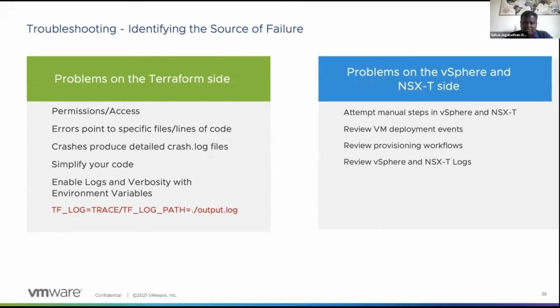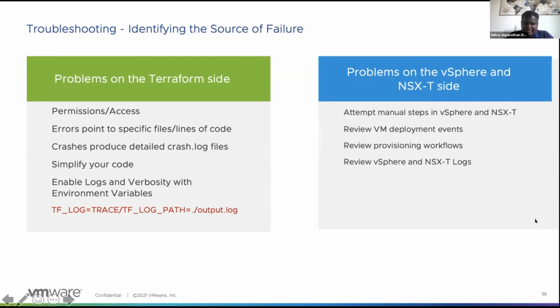Errors on the Terraform side will typically show up very specifically, like a failure on line 118, unable to find this. That's usually a really good indicator that you are having an issue on the Terraform side, unless of course the line it's pointing to is data collection. Then it might be a permission issue there.